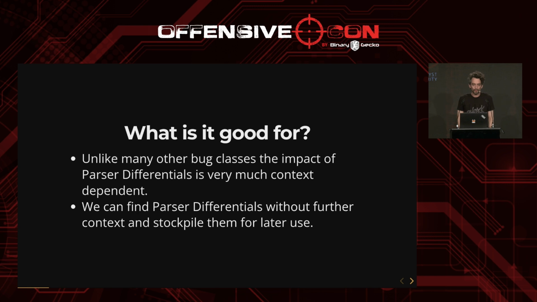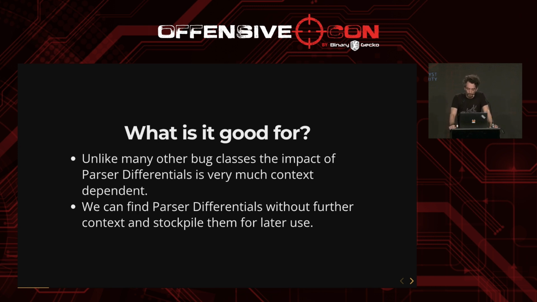But what's cool about Parser differentials, I mean, to find a memory corruption bug, you have to have a piece of software which implements that memory corruption. For a Parser differential, you can just take two parsers for the same format and try to compare them and kind of stockpile on Parser differentials without any further meaning. But then, when you need them, you have them. I'll come to that example a bit later in my presentation.